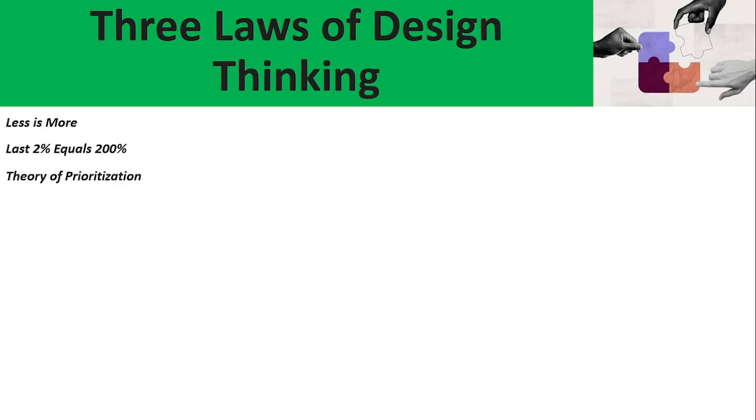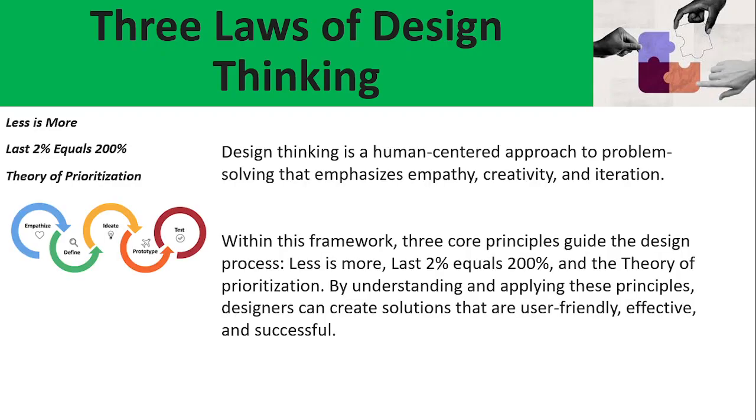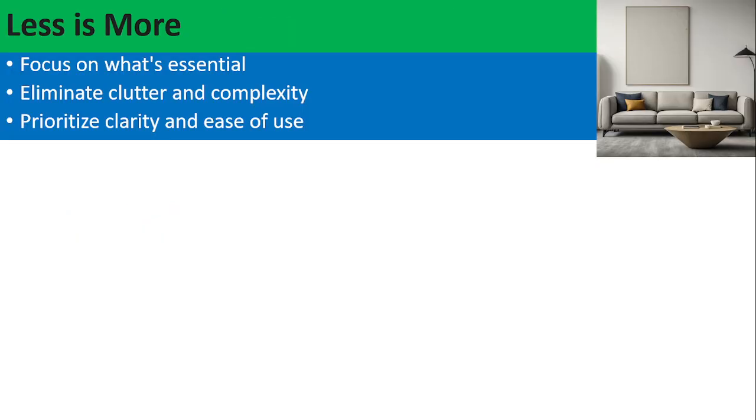What does it mean? Yes, design thinking is a human-centered approach to problem solving that emphasizes empathy, creativity, and iteration. Within this framework, 3 core principles guide the design process: less is more, last 2% equals 200%, and the theory of prioritization. By understanding and applying these principles, designers can create solutions that are user-friendly, effective, and successful. So these are all the basic laws required to fulfill the design thinking concept to develop the product. So I want to communicate to you what is less is more.